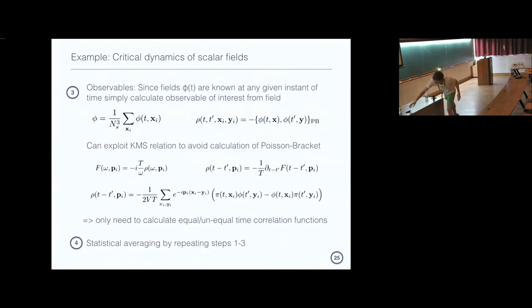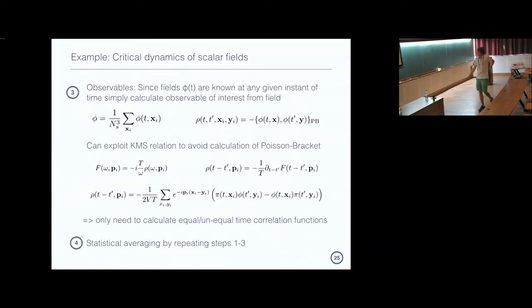The trick is that you use the fluctuation-dissipation relation. As we said, in equilibrium the spectral function is related to the statistical two-point correlation function. The statistical two-point correlation function is a simple object, just a product of fields. So again it falls in this category: simple to calculate, just plug in your field and calculate.